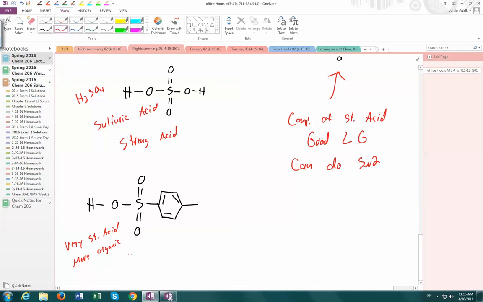And so what we call this structure is tosylic acid, which you will often see shortened to TsOH. And so if you ever see TsOH, it's basically an analog of sulfuric acid that has some organic stuff stuck on the end. That's the difference.